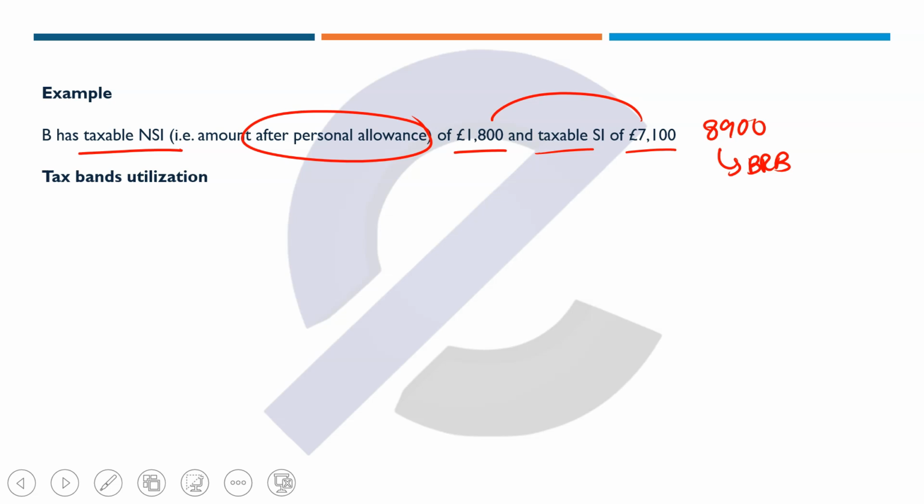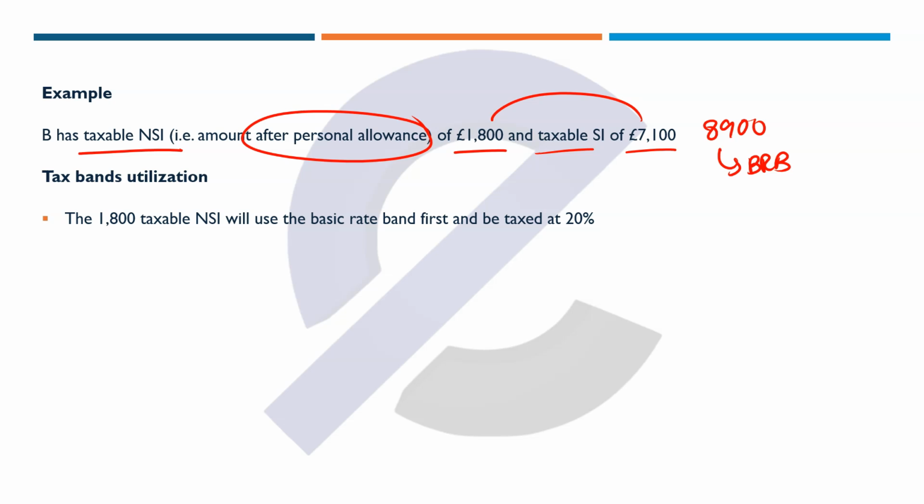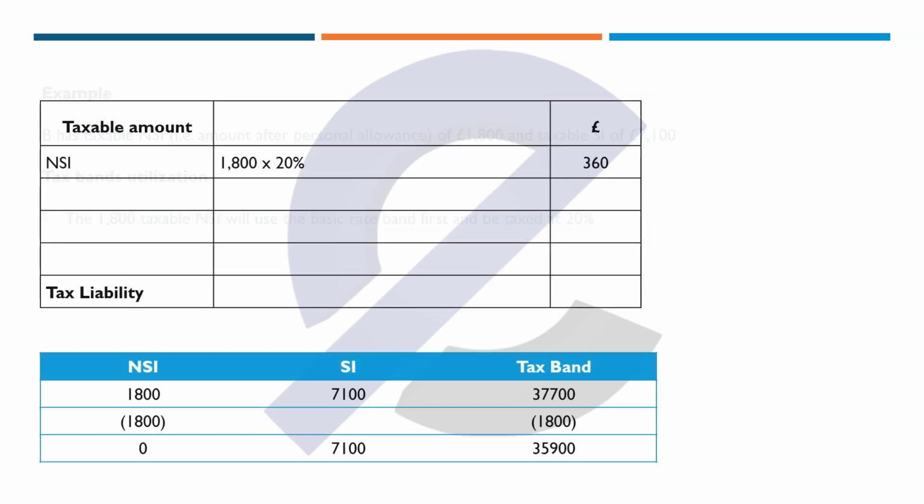Now, in terms of dealing with the actual tax calculation, we'll start by first picking up the £1,800 of non-savings income. This amount will be put in the basic rate band and taxed at 20%. This gives rise to a tax liability of £360. Having dealt with the non-savings income, we'll now shift our focus to savings income. Before that, we will also determine how much of the basic rate band is still available after the utilization by non-savings income. Out of £37,700, only £1,800 is utilized, so £35,900 of the basic rate band is still available.